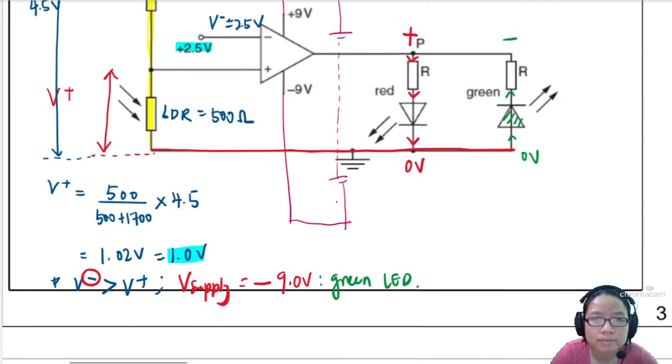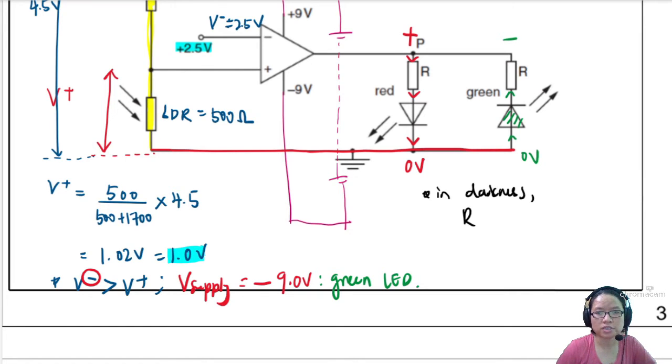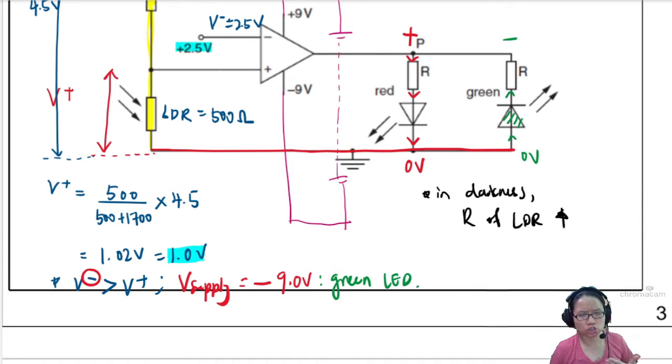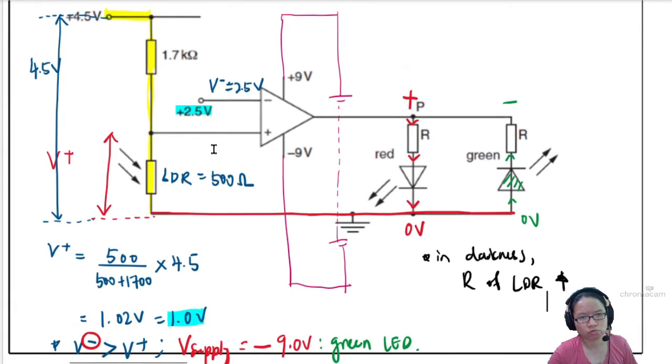I will use black pen for this. So in darkness, the resistance of the LDR increases. Think of the electron: less energy to move, don't want to move. So if the LDR resistance increases, this 500 becomes a bigger number, so it gets a bigger share of the potential difference 4.5 volt. So V plus will increase.